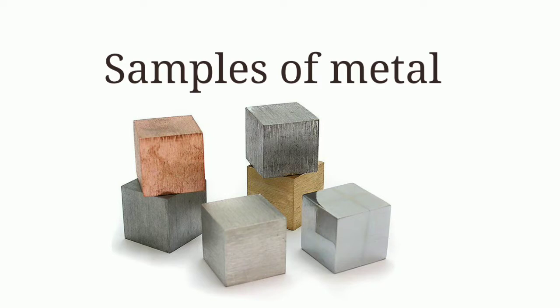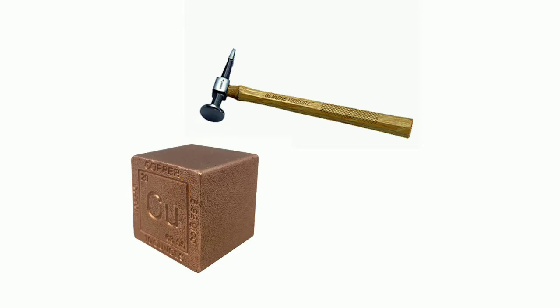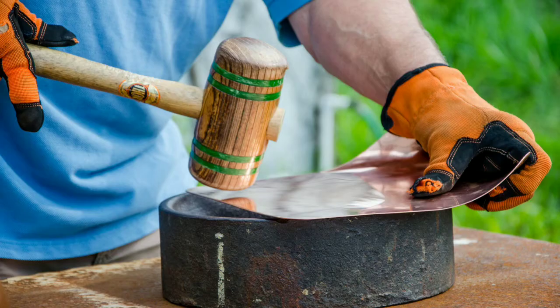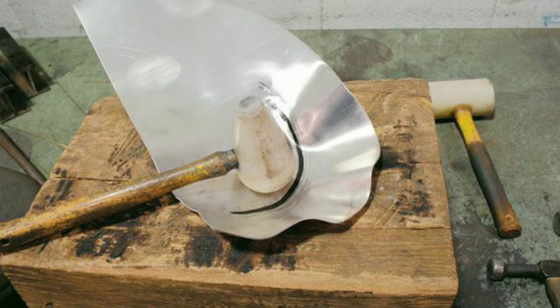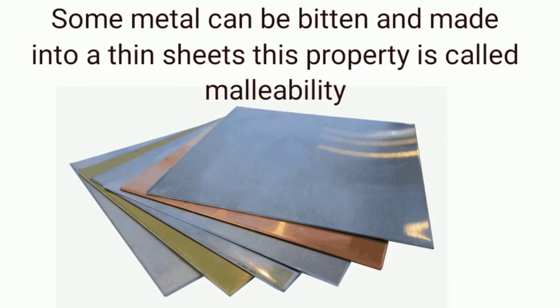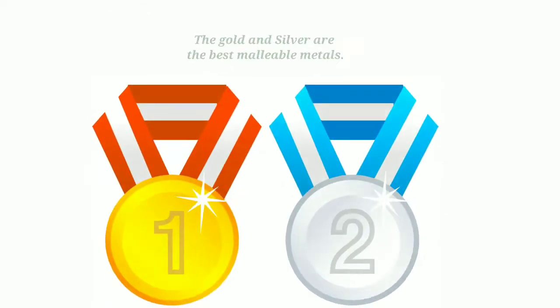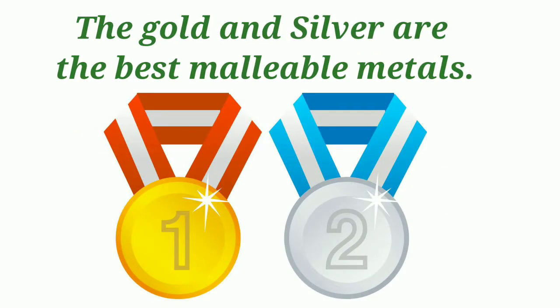Activity 3. Take a piece of iron, zinc, lead and copper. Place any one metal on a hard surface and strike 4 to 5 times with a hammer. What do you observe? Repeat with other metals and record the change in the shape of these metals. By this activity, you will find that some metals can be beaten into thin sheets. This property is called malleability. In the list of metals, gold and silver are the best malleable metals.